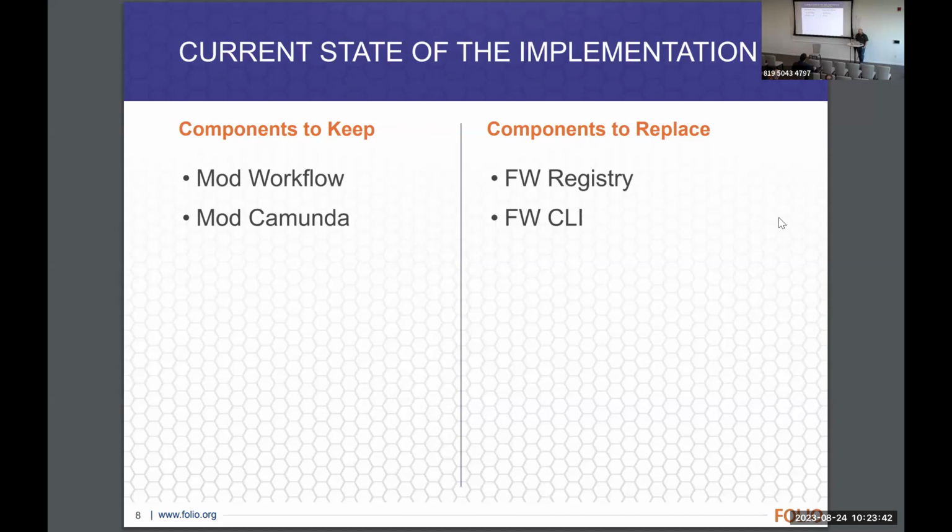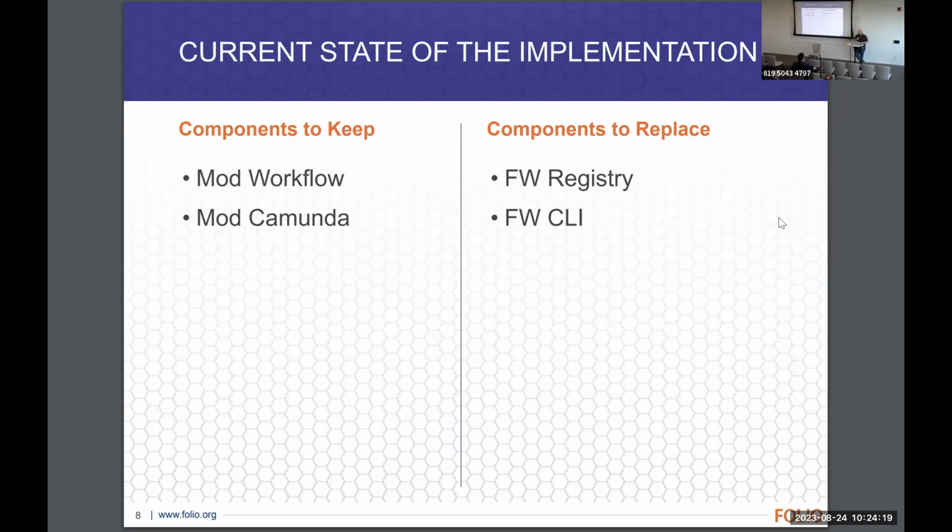2 of them are modules that desperately need some updating, but Mod Workflow and Mod Camunda. And then 2 of them are components that we use to interact with those modules that ultimately, when we build a user interface, we won't need. Some of my colleagues get irritated with me when I say that these need to be replaced. I suppose you could continue to use them after the user interface is around, but I really hope we build a user interface that is so awesome that no one will want to mess with these things. So, but we'll see what happens.